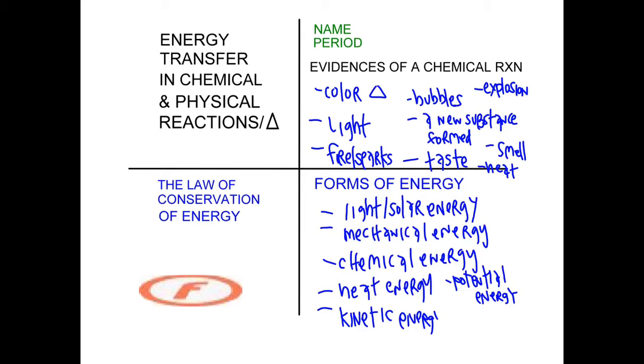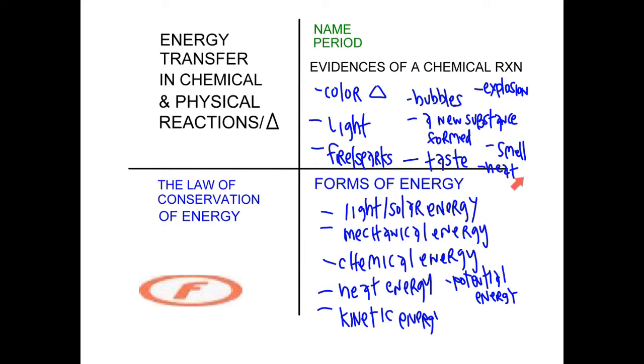So let's talk a little bit about some of the evidences of a chemical reaction. We've already looked at that, but just a good review. Things like color change, light is emitted or released, fire, sparks released. Maybe we see bubbling. Maybe there's a potential explosion along with some sound. Always a new substance is formed in a chemical reaction or a chemical change. And sometimes there can be a new taste, smell. And heat can be released or absorbed in a chemical reaction.